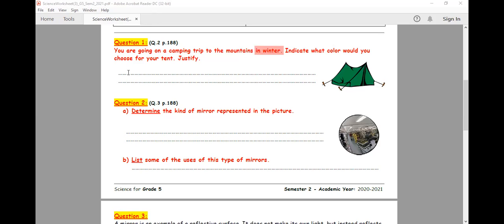White. Black. Blue. Okay, black. I cannot check the color. I will choose the black color because all colors reflecting on a black object will appear black. Okay, so you're saying that black color is the best one. Why? Because all colors reflecting on a black object will appear black.